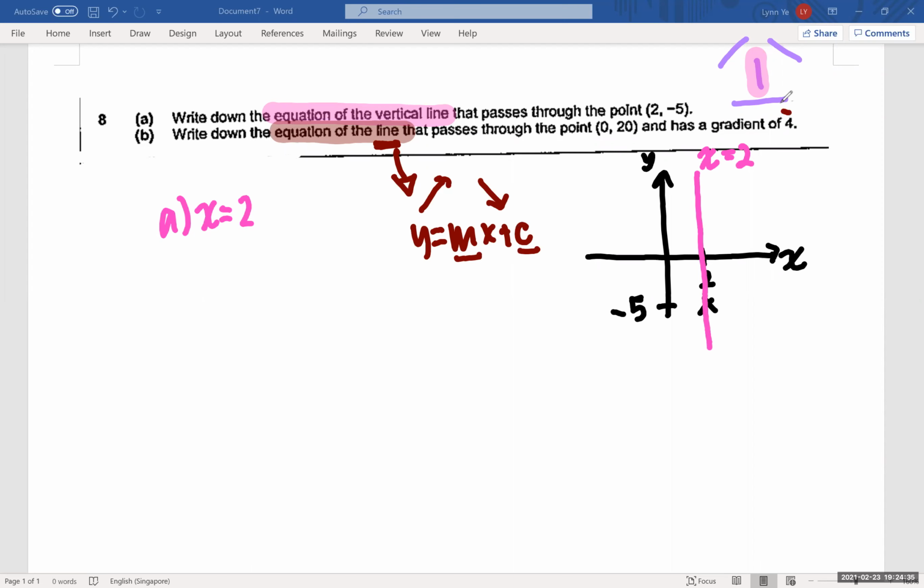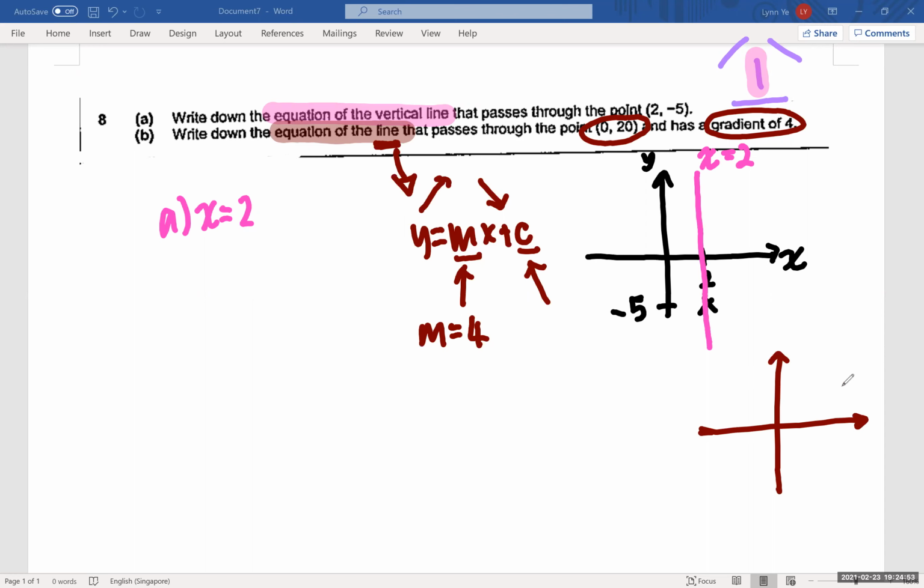Here, they have kindly told me that the gradient is 4. Next, c is always referring to the y-intercept. Now, why do I say so? Because the y-intercept always occurs when x is equal to 0. So x is equal to 0 right here, and then y is 20. So I know for sure this coordinate is referring to the y-intercept, and that's how I know it has a value of 20.